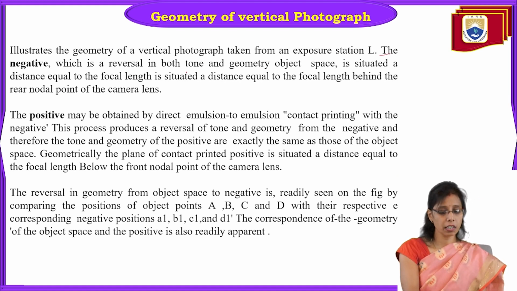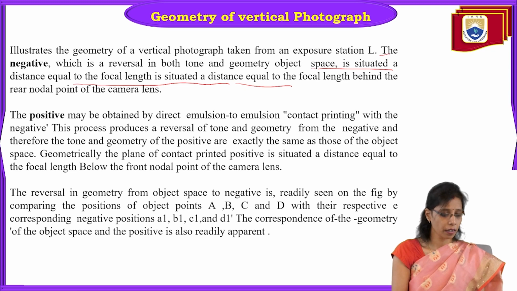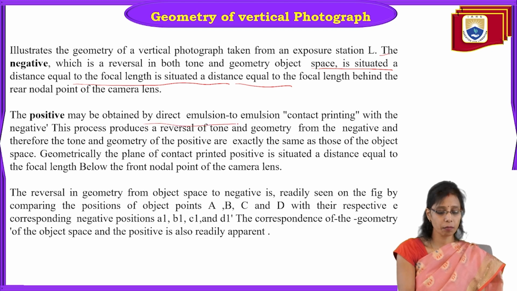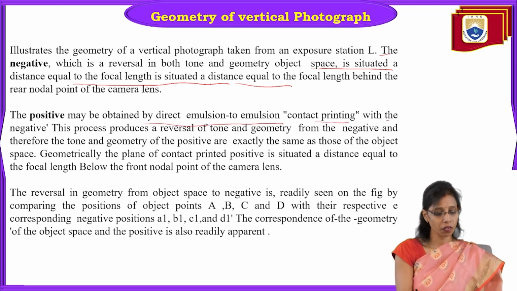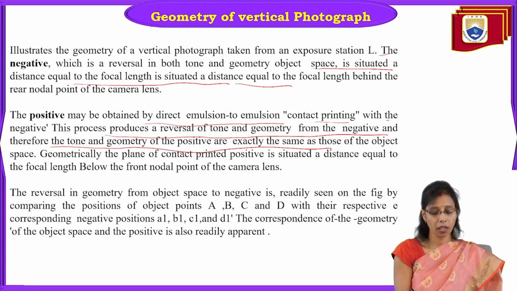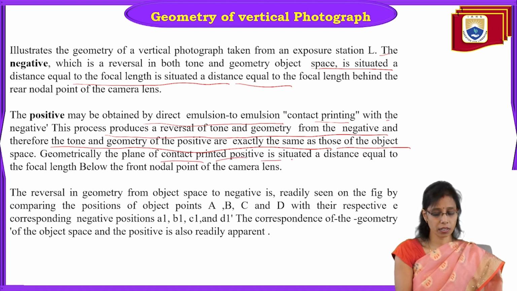The negative, which is a reversal in both tone and geometry of object space, is situated a distance equal to the focal length behind the rear nodal point of the camera lens. Now the positive may be obtained by direct emulsion-to-emulsion contact printing with the negative. This process produces a reversal of tone and geometry of the negative, and therefore the tone and geometry of the positive are exactly the same as those of object space. Geometrically, the plane of the contact printed positive is situated at a distance equal to the focal length below the front nodal point in the camera lens.